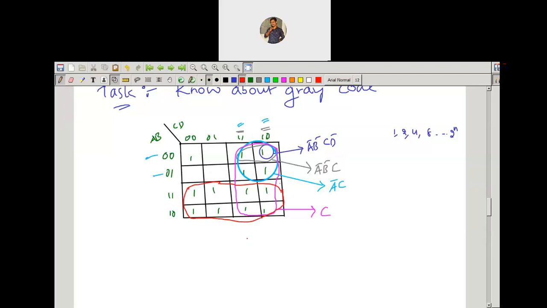Okay. So this is the grouping you have to group. Here you can group these 4 cells. Here you can group these 4 cells. But if you group the 4 cells, you are not going to get the minimal expression. So we'll go for the 8 cells grouping. So anybody, could you answer the expression for this grouping? Anybody, please post your answer in the chat box.